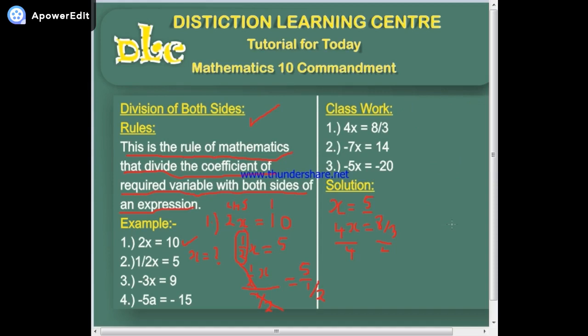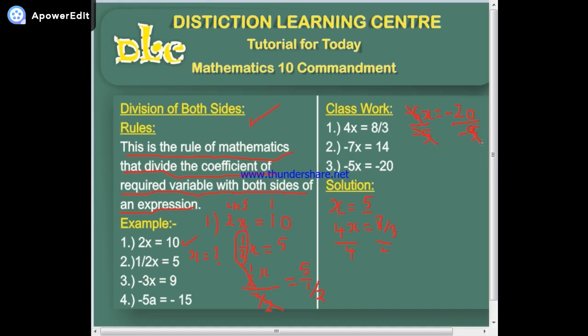Now let's move to the third one, which is what? Minus 5x equal to minus 20. So what are we going to do here? You will divide both sides by the coefficient of x, which is what? Minus 5. And this one also is what? Minus 5. So that means you will cancel this minus 5.